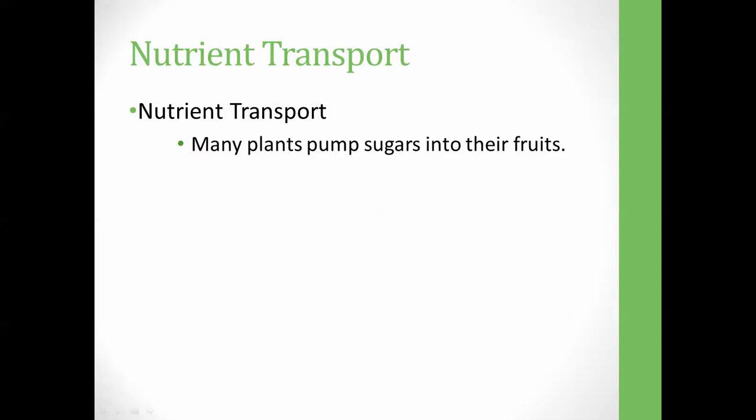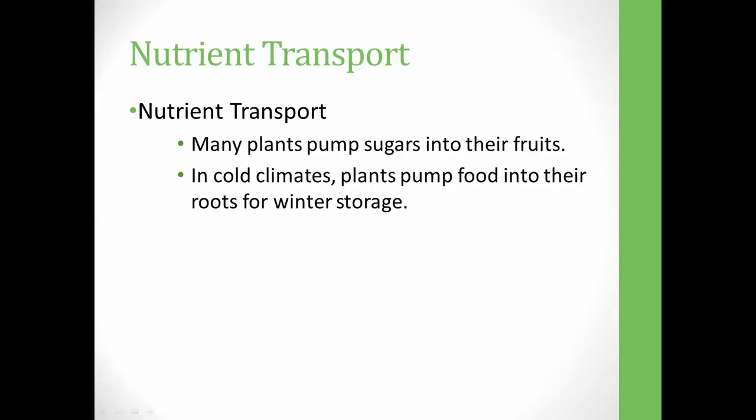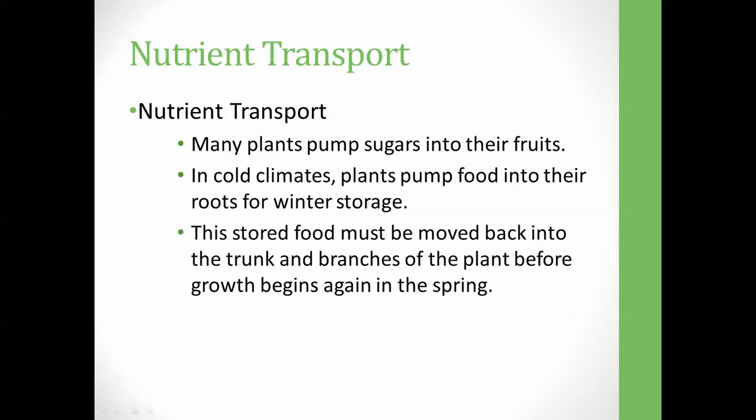So many plants pump sugars into their fruits, so that would be an angiosperm. Remember, a fruit is just to help disperse seeds. And in cold climates, plants can pump their food into their roots for winter storage. So this is just some options of where nutrients can go. And this stored food must be moved back into the trunk and branches of the plant before growth begins again in the spring. So for this cold climates one, in order for our plant to continue to grow once the conditions get back up, we're going to need to pump it back out.